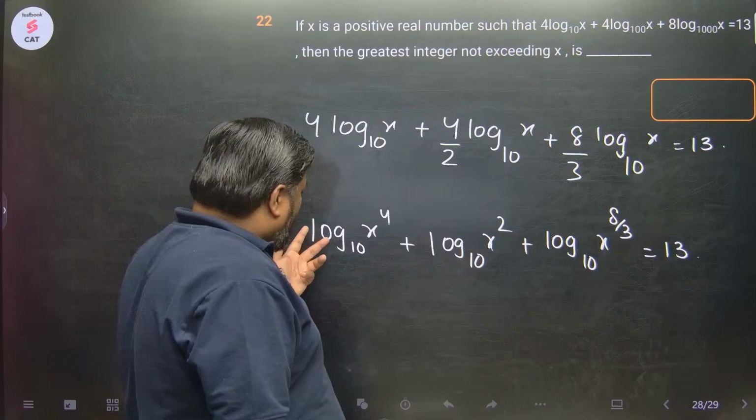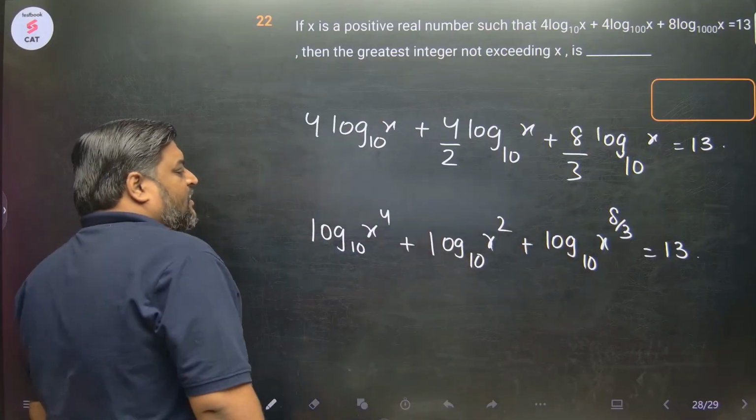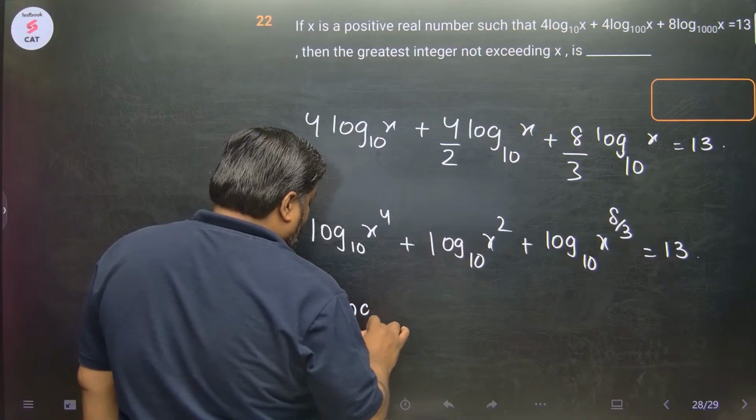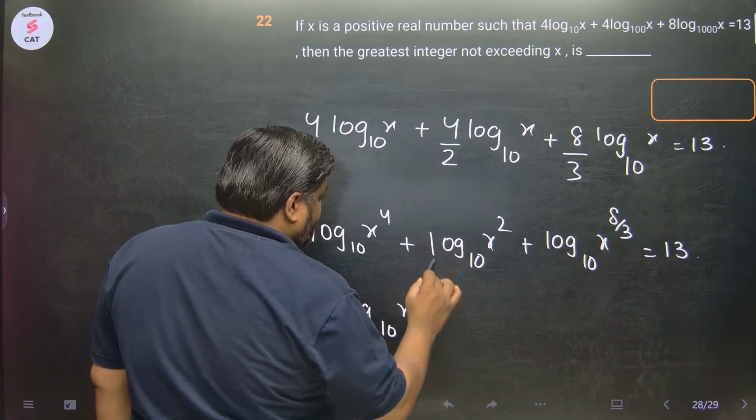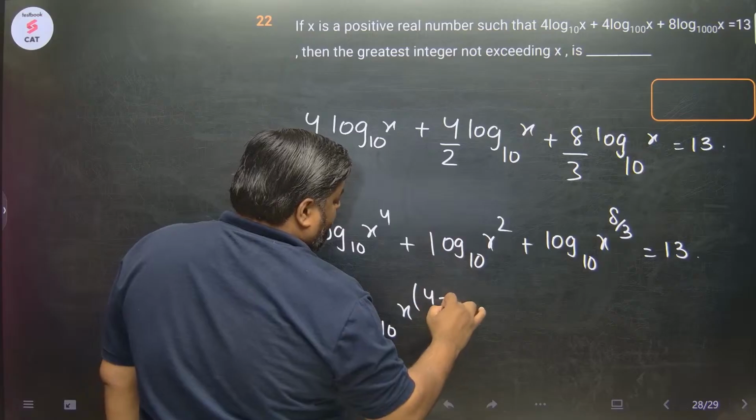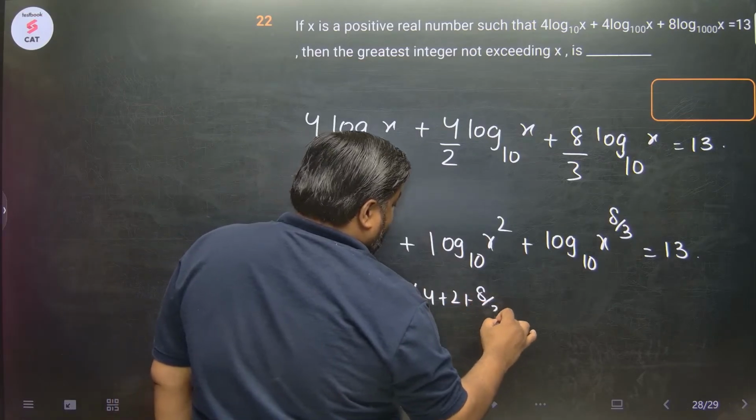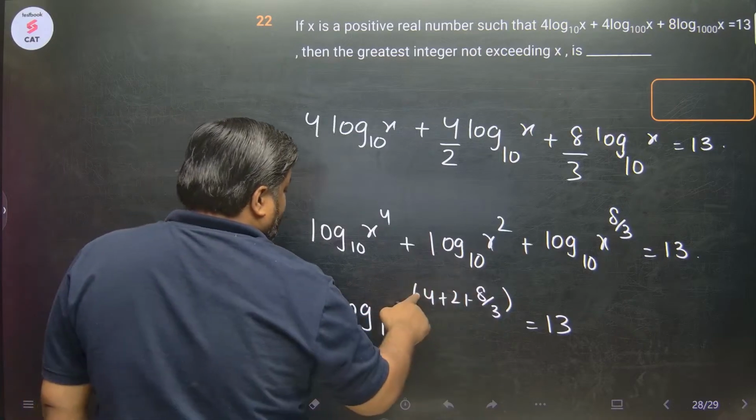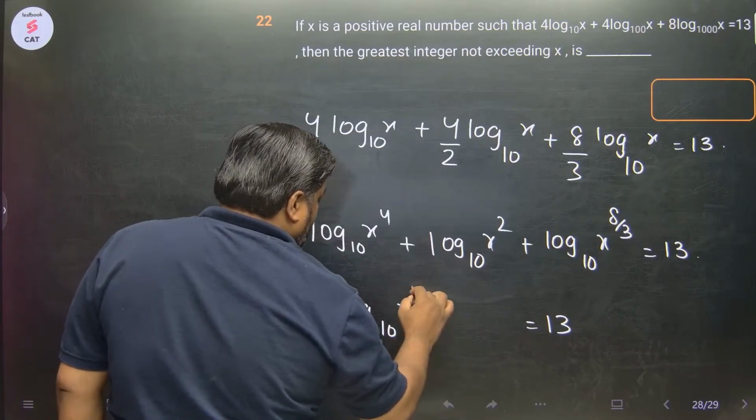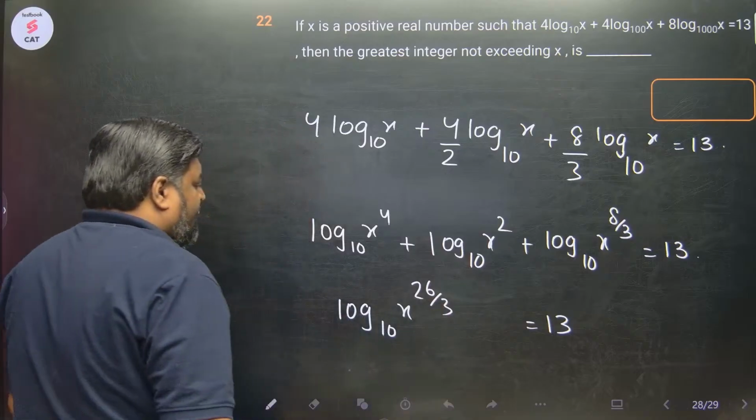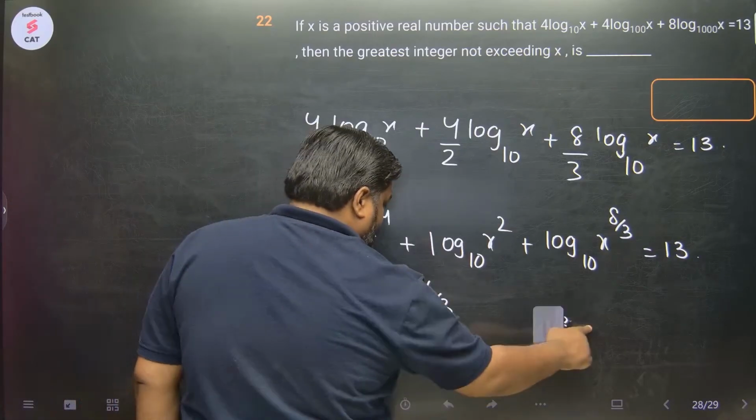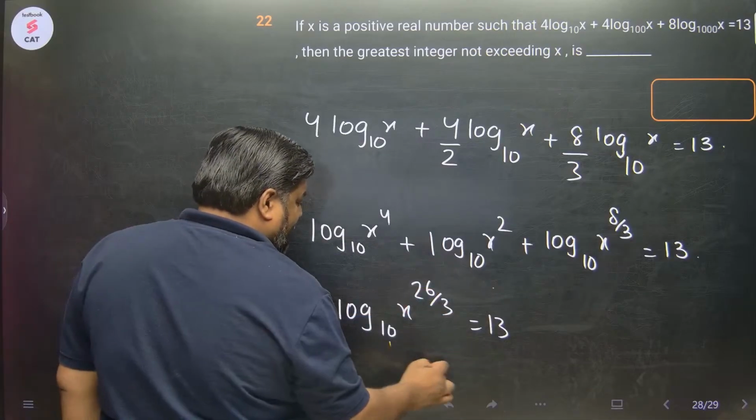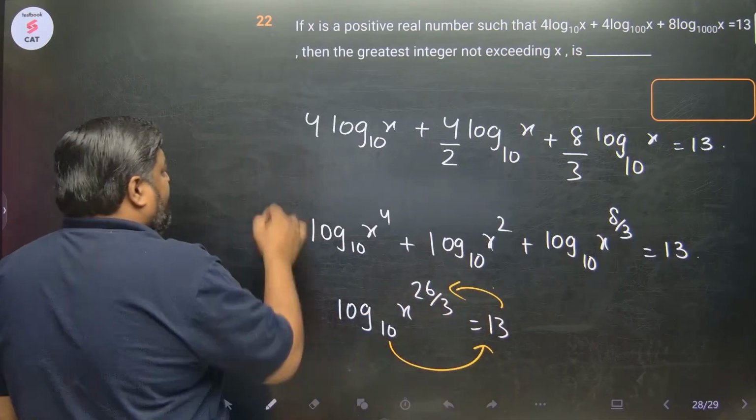Now log a plus log b plus log c is what? Log abc. So I can write log x to the base 10, with powers added: 4 plus 2 plus 8 by 3 is equal to 13. So how much is this? 6, 18, 8, 26 by 3, right? This is equal to 13.